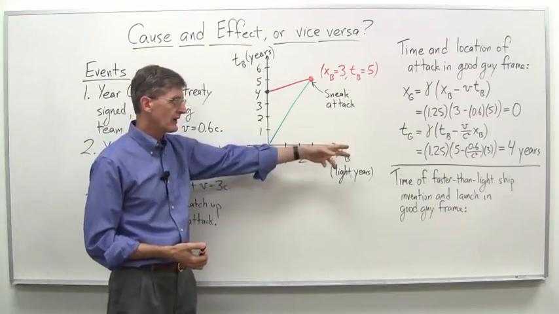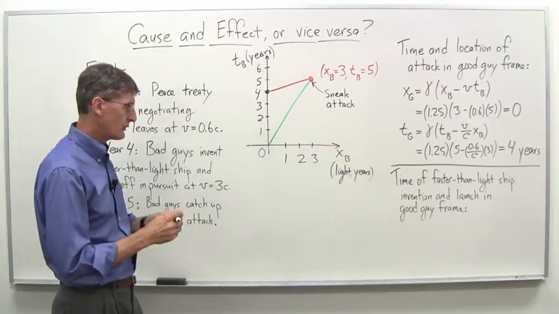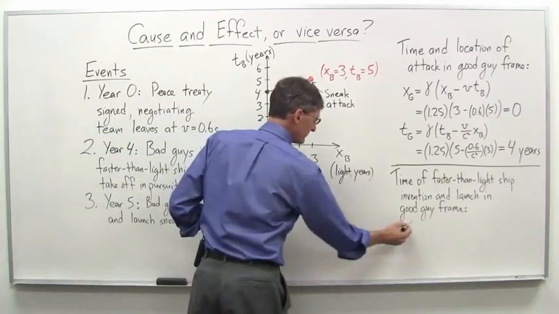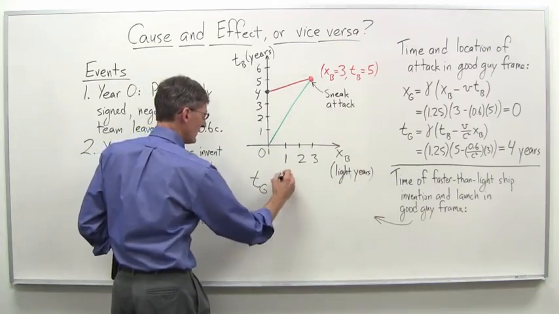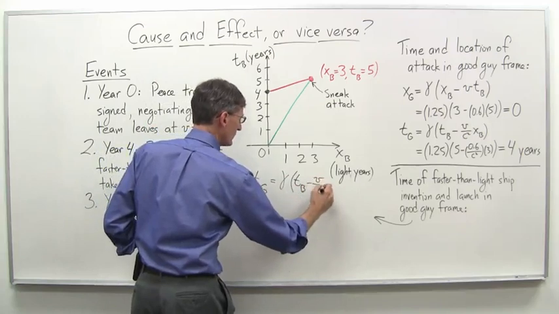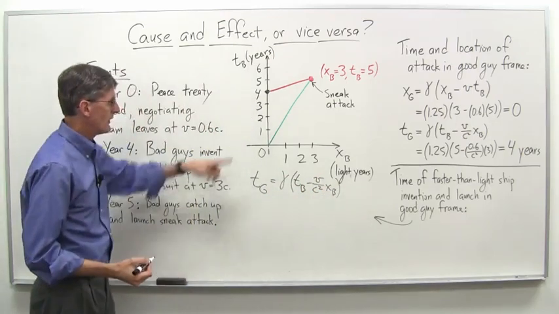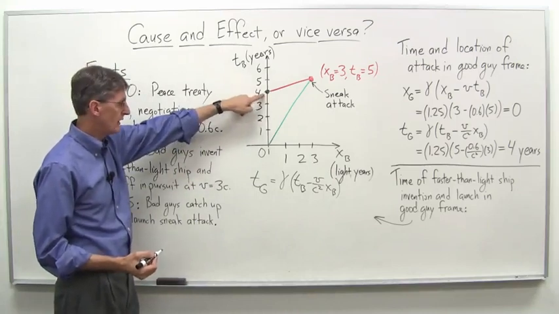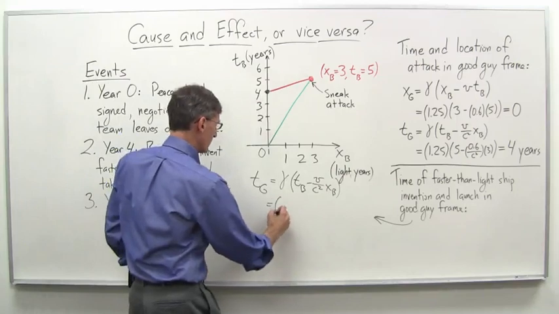We know the sneak attack occurred at 4 years in their frame. Let's see what this does. Same equation again. We'll actually just do it over here. So we have, in this case, t sub g equals gamma times (t sub b minus v over c squared x sub b). And for the invention and launch right here, we can put gamma in first. So it's 1.25.